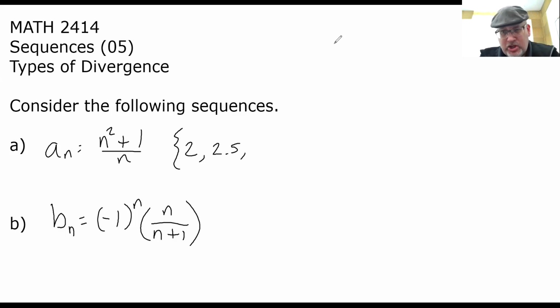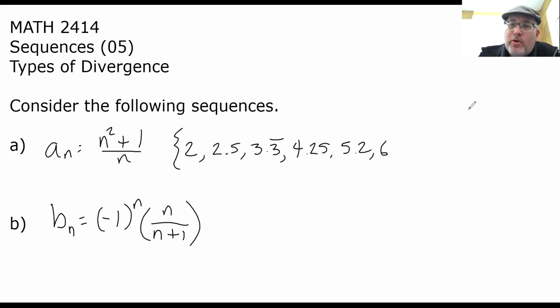I know what some of you are saying, you said don't use decimals. Well, since we're comparing numbers, it'll be easier if we just look at their decimal equivalents. If we put in 3, we'll get 10 over 3, which is 3.3 repeating. If we put in 4, we'll get 17 over 4, which is 4.25. If we put in 5, we'll get 26 over 5, which is 5.2. If we put in 6, we'll get 37 over 6, 6.16 repeating. I think that's enough for this one.